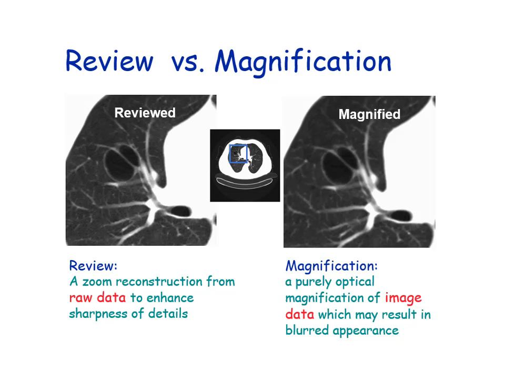Review versus magnification. Magnification is a purely optical magnification of image data which may result in blurred appearance. Review is a zoom reconstruction from raw data to enhance sharpness of details.